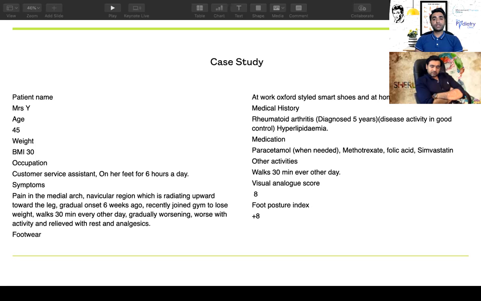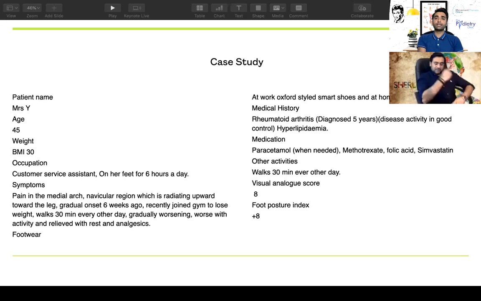Medical history: rheumatoid arthritis, diagnosed 5 years ago. Disease activity control is fairly good. Hyperlipidemia, and we've got the medication there. Methotrexate and folic acid are for rheumatoid arthritis, simvastatin is for high cholesterol. Other activities: walks 30 minutes, visual analog scale is 8 in terms of the pain, and foot posture index is +8.